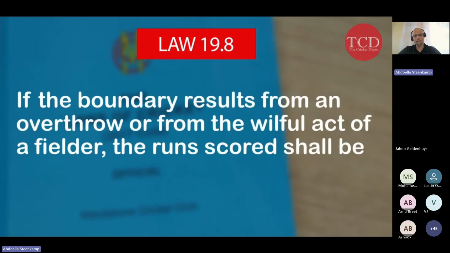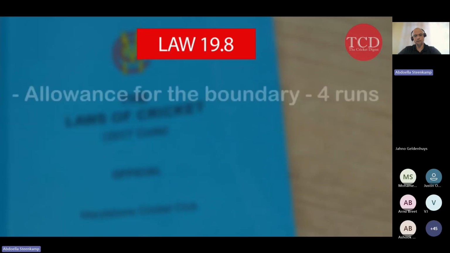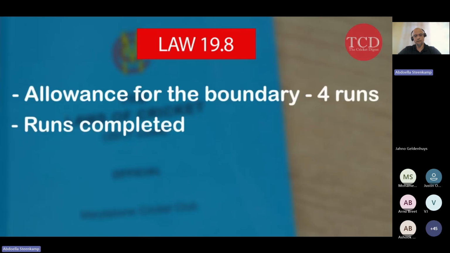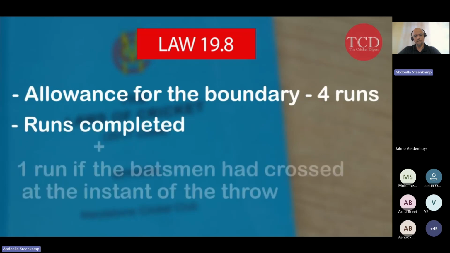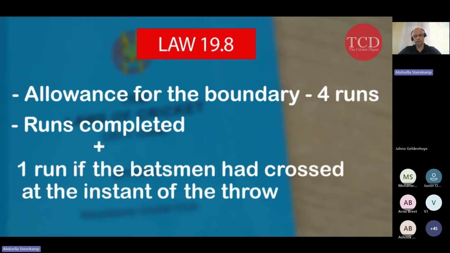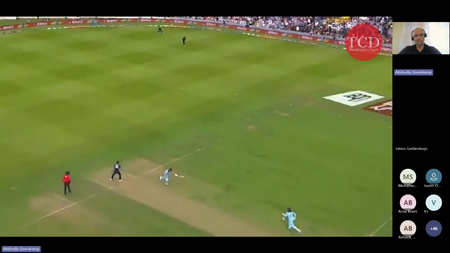According to Cricket Law 19.8, if the boundary results from an overthrow or from the willful act of a fielder, then the runs scored shall be the allowance for the boundary, which is 4 runs in this case, and the runs completed by the batsmen, plus the run in progress if the batsmen had already crossed at the instant of the throw. Ben Stokes and Adil Rashid had completed the first run, but they had not crossed for the second run at the instant of the throw.